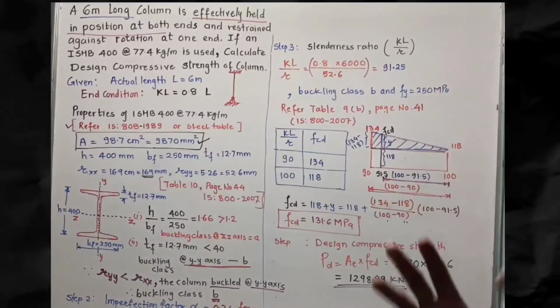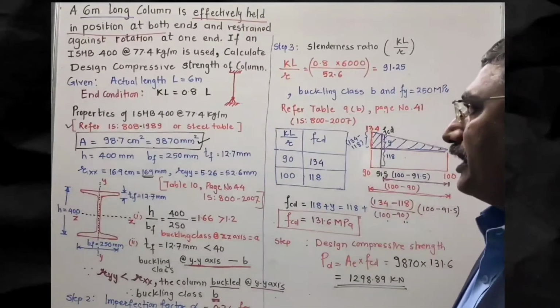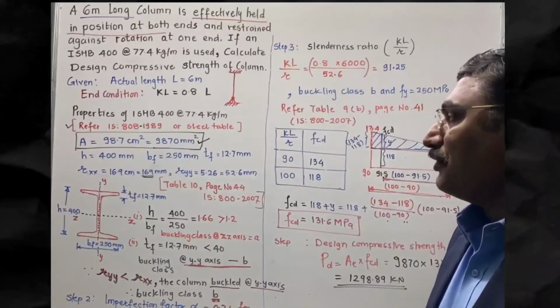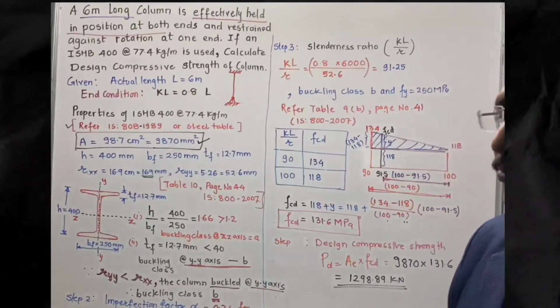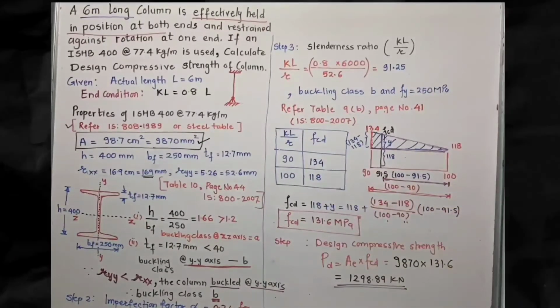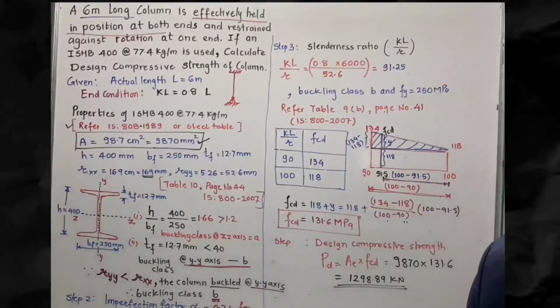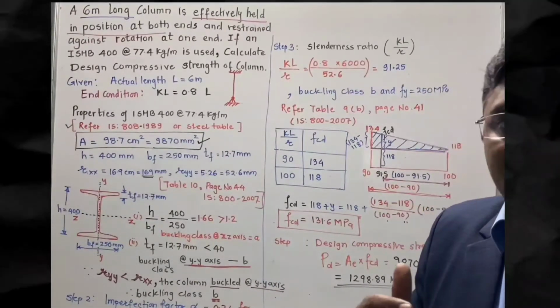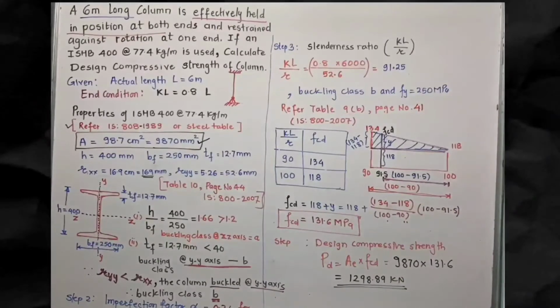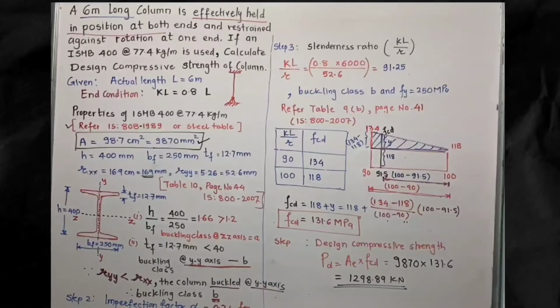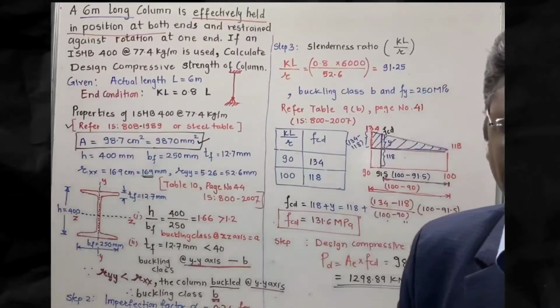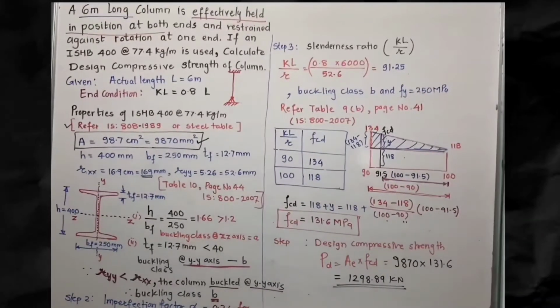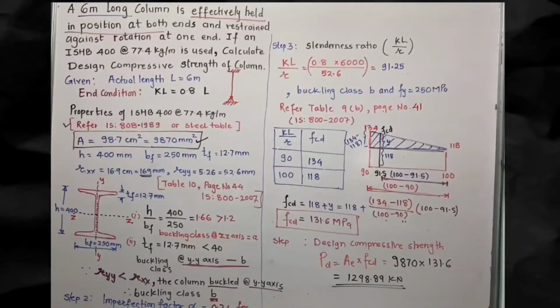So our column section ISHB 400 at the rate 77.4 kg per meter, with end condition one end fixed, other end hinge, of length 6 meter. The design compressive strength is approximately 1300 kilonewton. So like this we can find out the design compressive strength of the section by using the design graph.